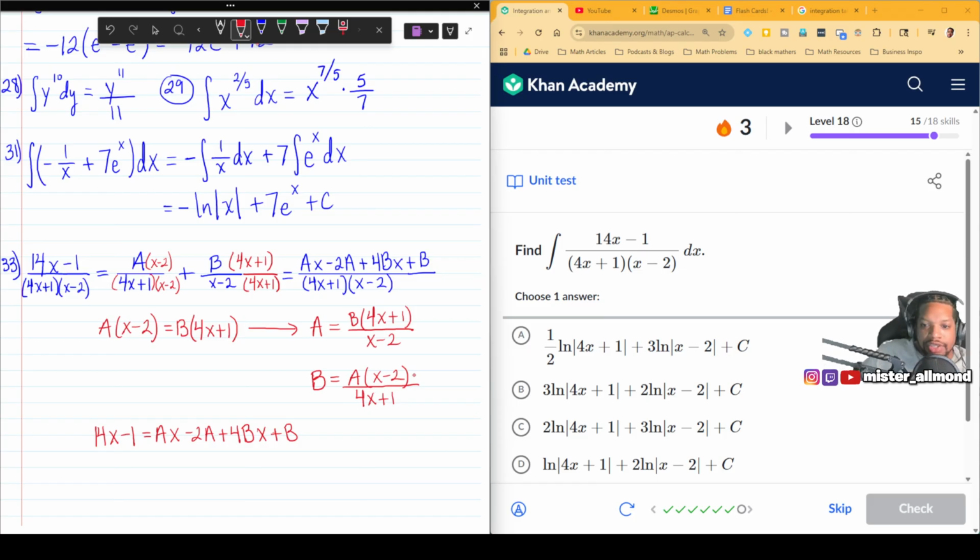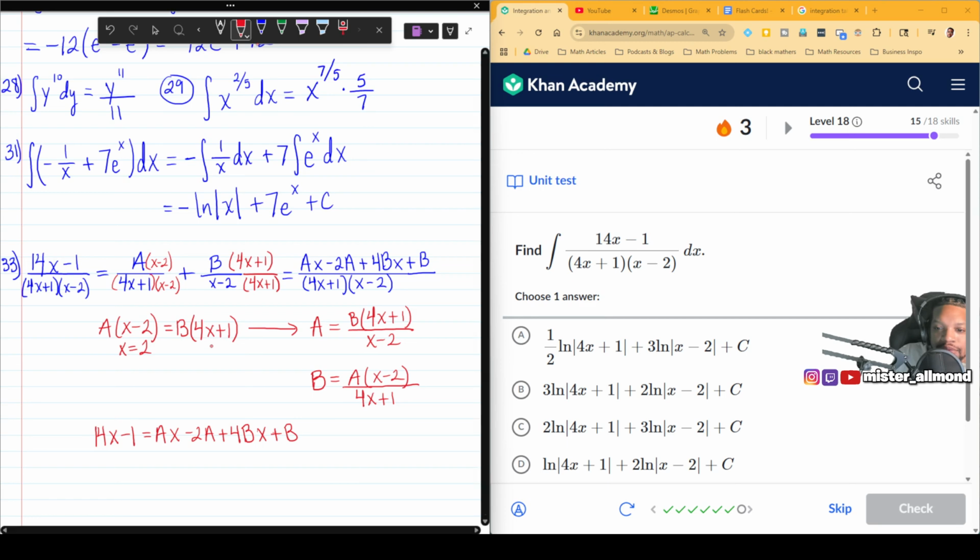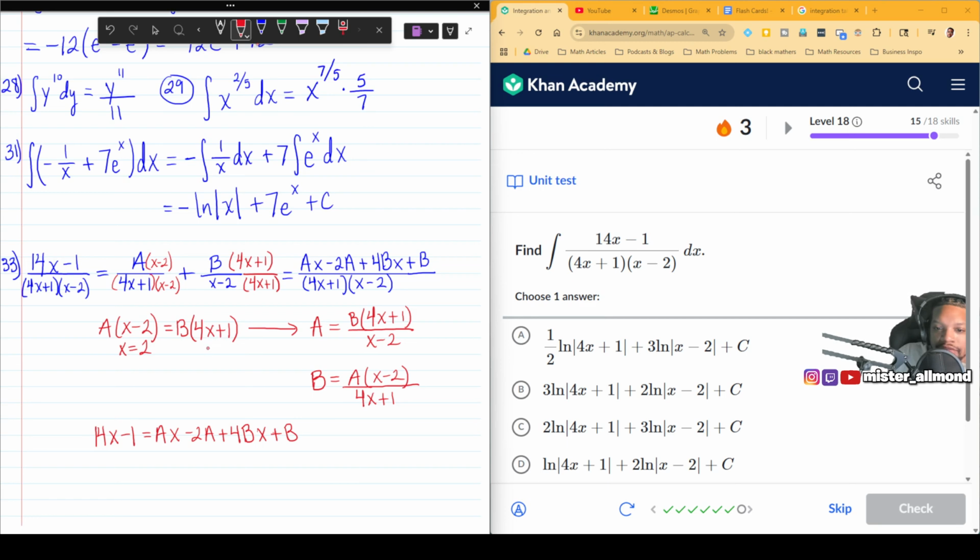Now plug in 2 and then solve for b. Okay, so you can do it like that. So when we're trying to solve for b, we can let x equal 2. And then are you also saying that when we solve for the other variable, we can let x be negative 1/4? Okay, let's try it like that. Okay, bet. I like that idea.